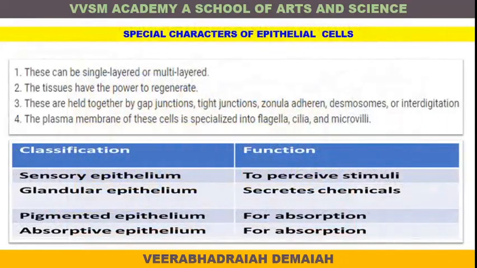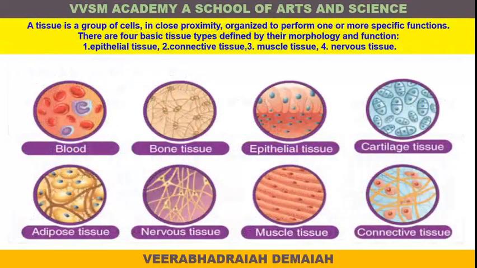On classification and functions: sensory epithelium perceives stimuli, glandular epithelium secretes chemicals, pigmented epithelium is for protection, and absorptive epithelium is for absorption. The several kinds of tissues are blood tissue, bone tissue, epithelial tissue, cartilage tissue, adipose tissue, nervous tissue, muscle tissue, and connective tissues.